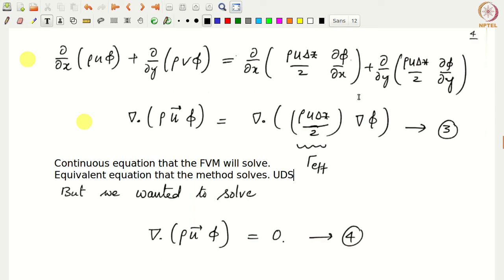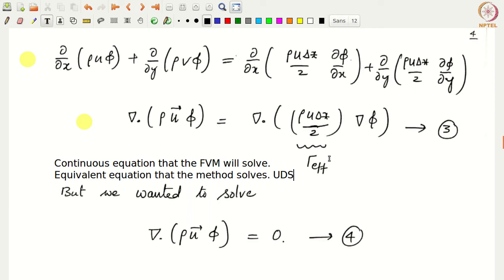What does this look like? So essentially there is a diffusion part in there. So although we wanted to solve pure convection, we have some diffusion coming into play. That's why, when we looked at it in the last lecture, the smearing out of the sharp discontinuities was occurring. Now, what will be the effective diffusion coefficient? The effective diffusion coefficient is equal to rho u delta x by 2. This is more like gamma.